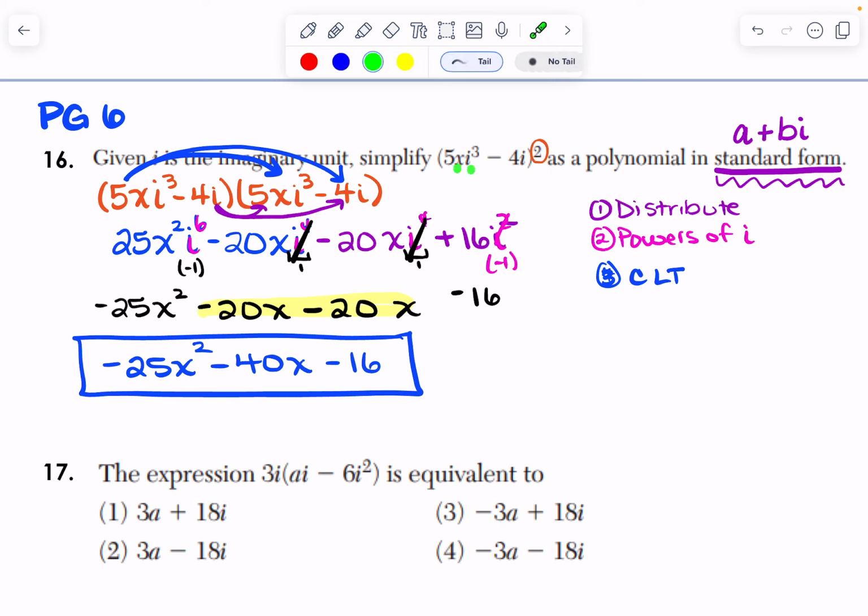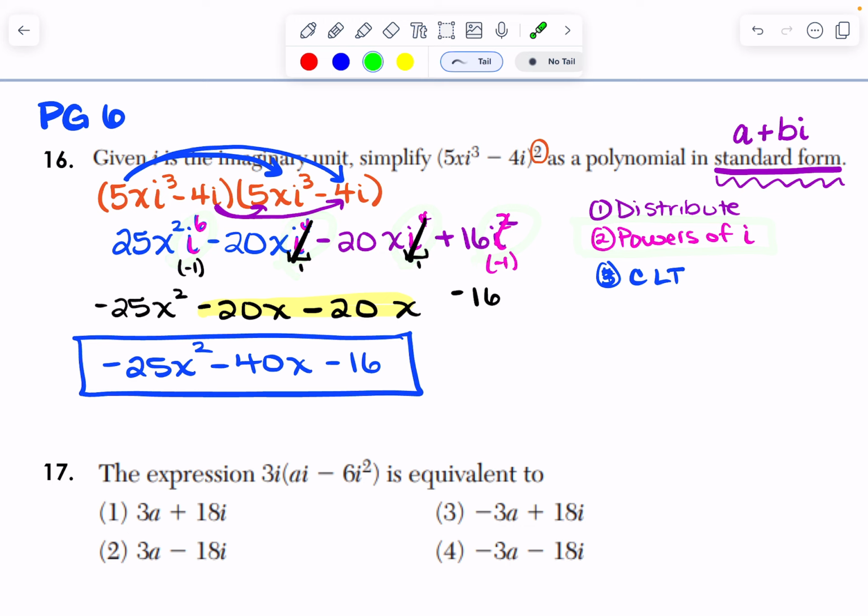Okay, so it starts out looking more complicated. We have x's, we have i's, but it's really just a combination of skills we already know. We had double distribution, which by now we really need to know how to double distribute. We have combining like terms, which we definitely should know how to do. The only kind of new thing here is simplifying these powers of i.